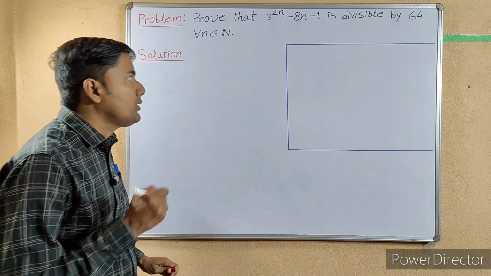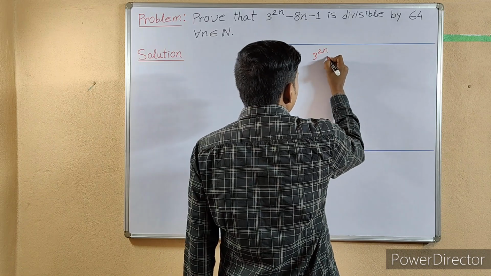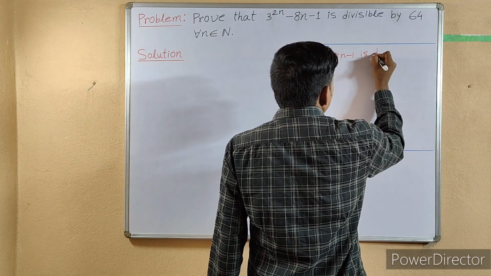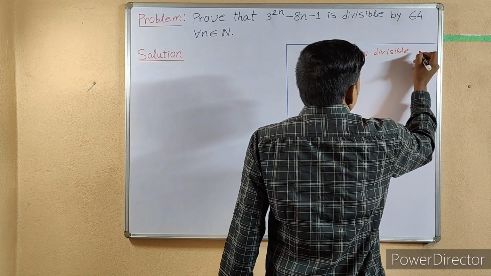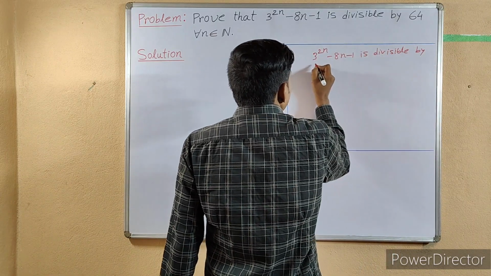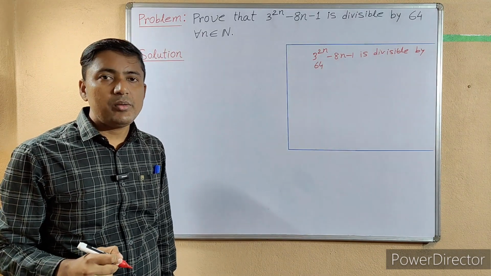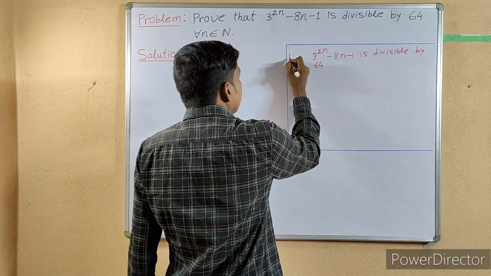We have to prove 3 to the power 2n minus 8n minus 1 is divisible by 64. This is a statement involving n and we can call it Pn.